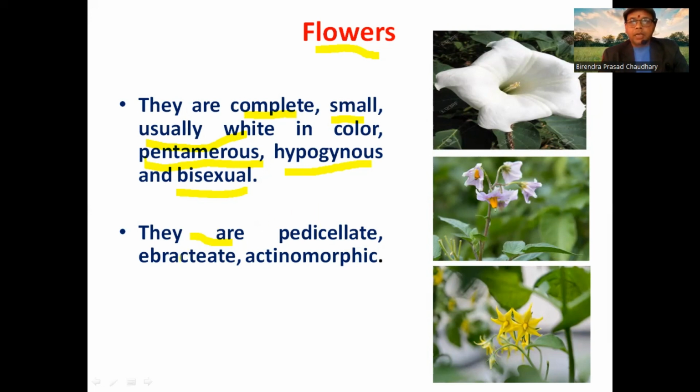Ebracteate, like the leaf is exstipulate, the flowers are ebracteate, having no outgrowth at the point of joining of the flower to the stem, or you can say a branch. Actinomorphic, you have read, like in family Brassicaceae, the flower which can be divided equally into 2 parts is called actinomorphic. So the flower is actinomorphic. These are the characters we have to study about the flowers.